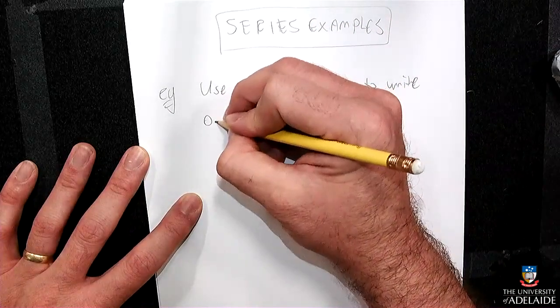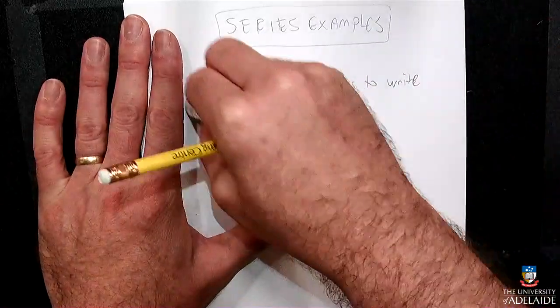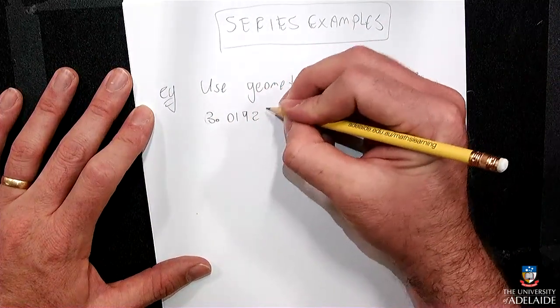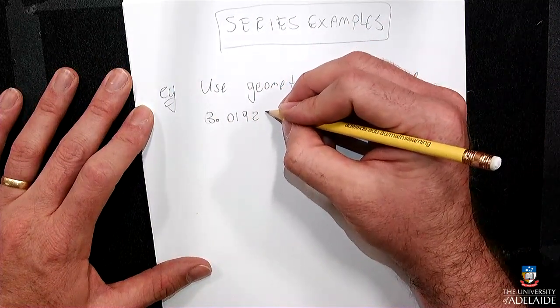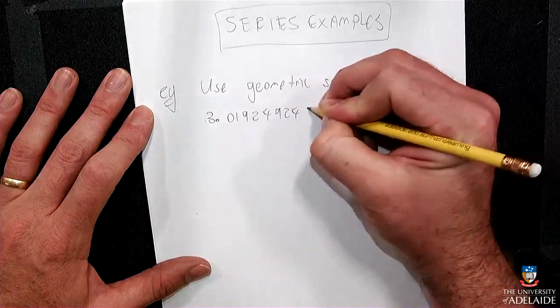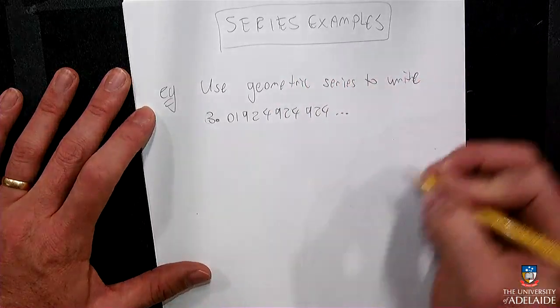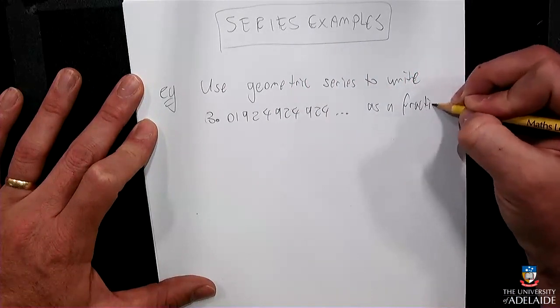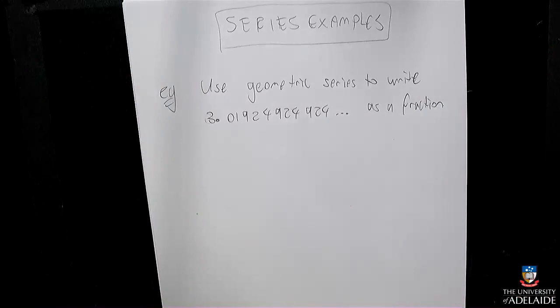Use geometric series to write, I don't know, as a fraction. So I have 3.01924924924... So that's my example. It is possible to write this as a fraction without using series.